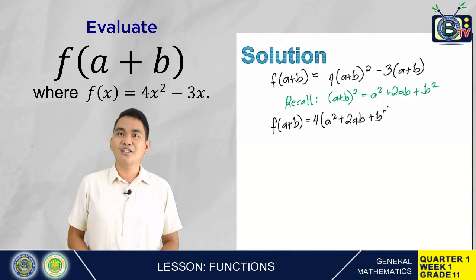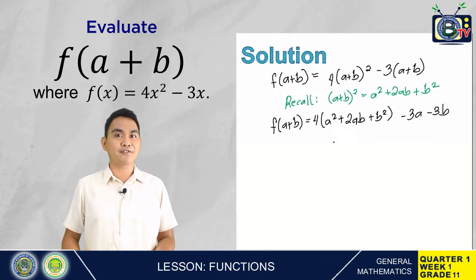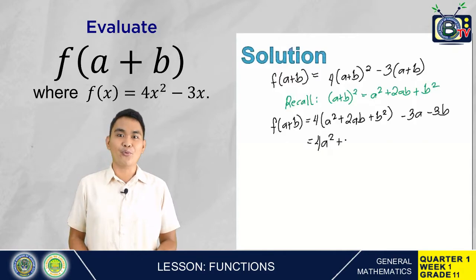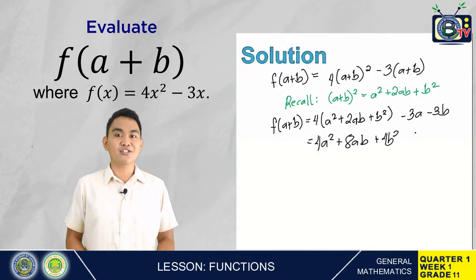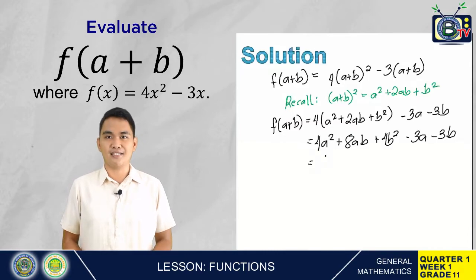Simplifying further, we are going to distribute 4 to the trinomial and negative 3 to the binomial, which is equal to 4 times a squared plus 2ab plus b squared. So we have 4a squared plus 8ab plus 4b squared minus 3a minus 3b.